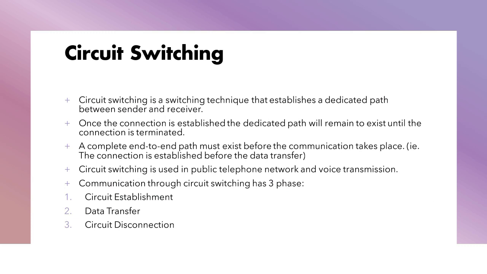Circuit switching is a switching technique that establishes a dedicated path between the sender and the receiver. Once the connection is established, the dedicated path will exist until the connection is terminated. A complete end-to-end path must exist before the communication takes place, that is, the connection is established before the data is transferred. Circuit switching is used in public telephone networks and voice transmission. Communication through circuit switching has three phases: circuit establishment, data transfer, and circuit disconnection.